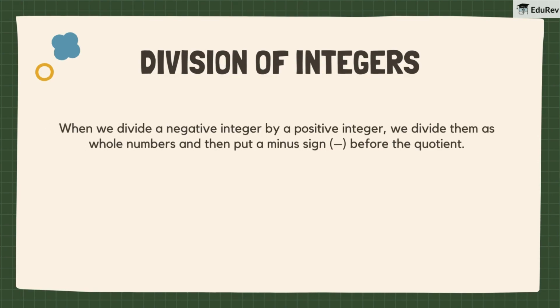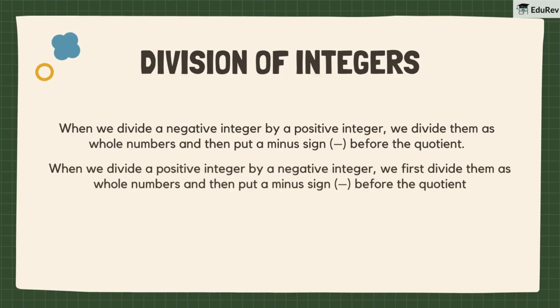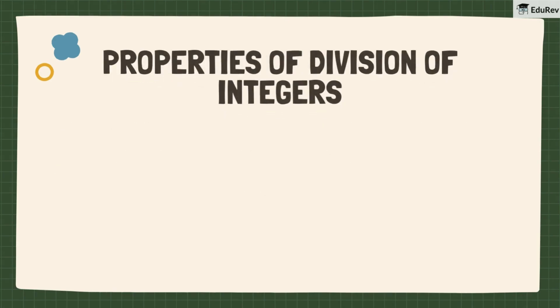When we divide a negative integer by a positive integer, we divide them as whole numbers and then put a minus sign before the quotient. When we divide a positive integer by a negative integer, we first divide them as whole numbers and then put a minus sign before the quotient. Let's see the properties of division of integers.